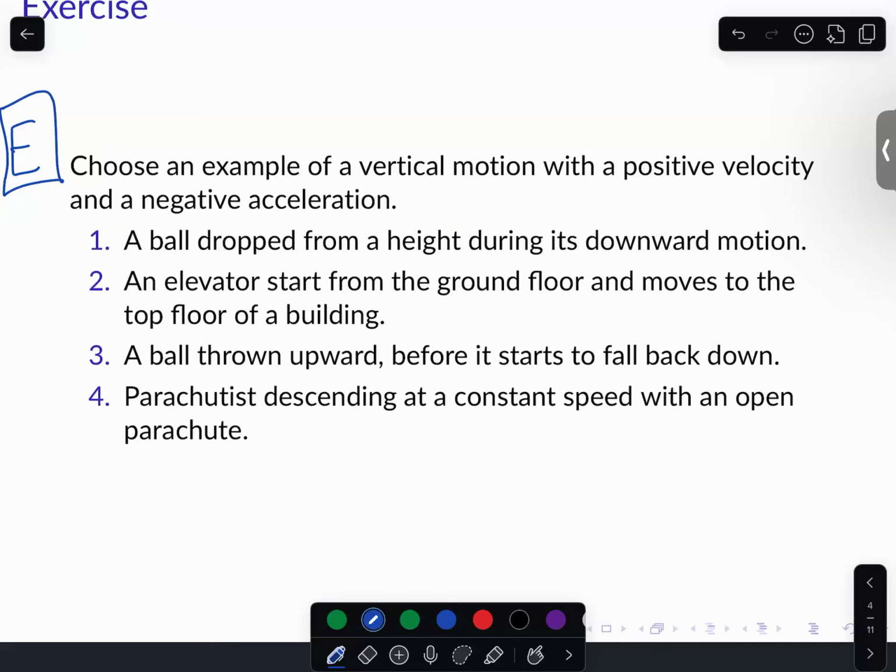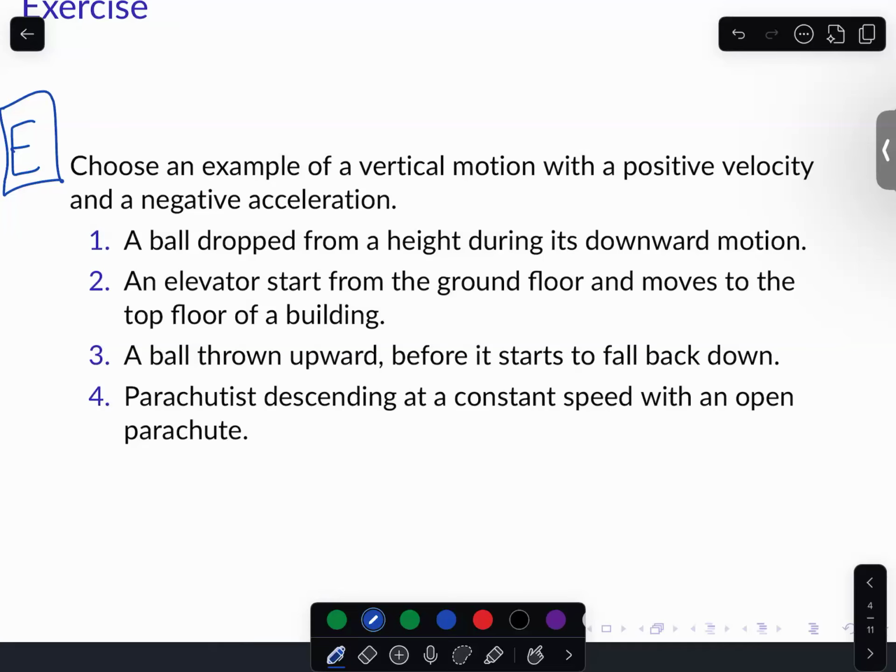Positive velocity, what does that say? Actually, everyone listen up. Positive velocity, what can you conclude from the sign of velocity? Direction of motion, positive velocity, moving upward. If positive velocity and negative acceleration, speeding up or slowing down? Which of these things is moving up and getting slower? 3.